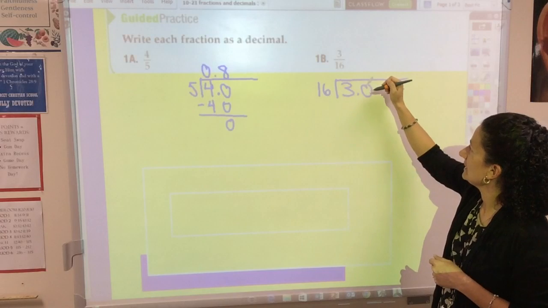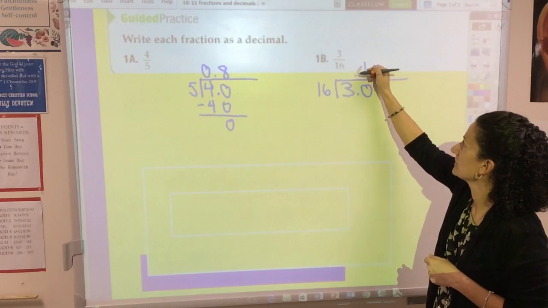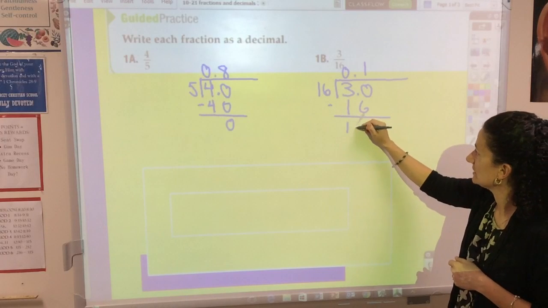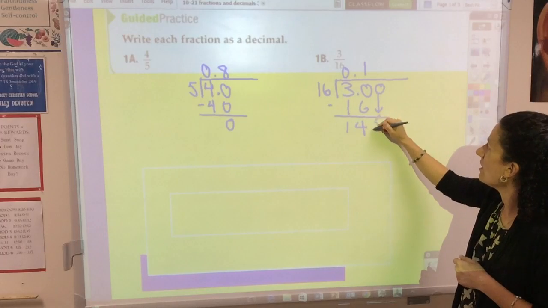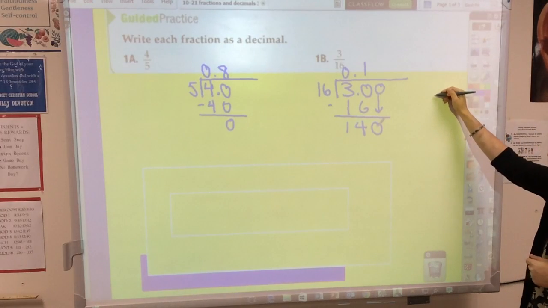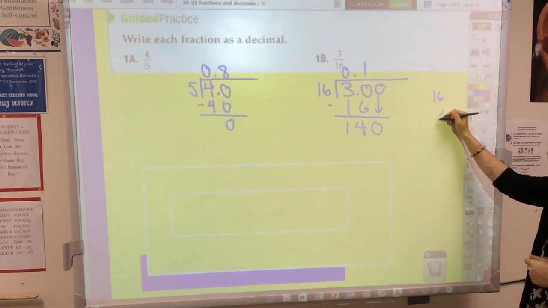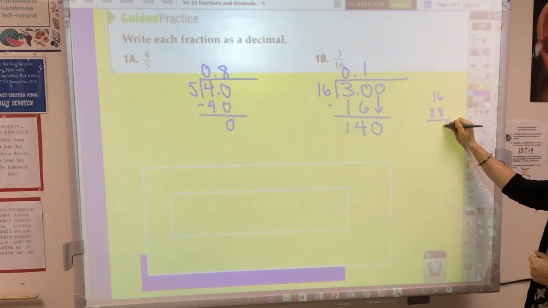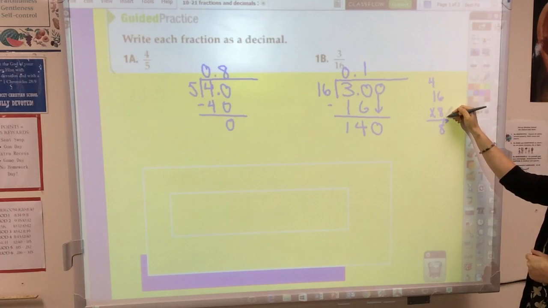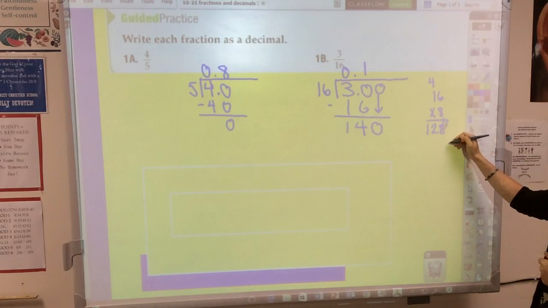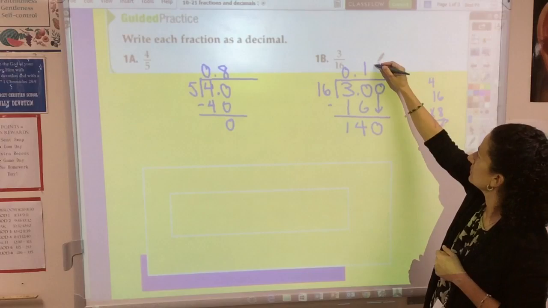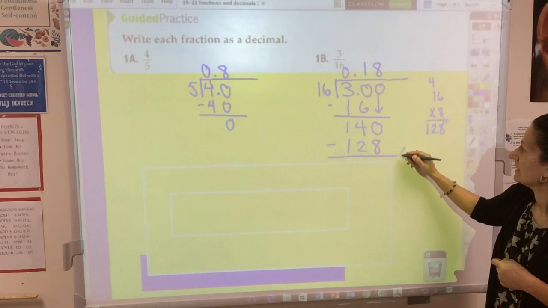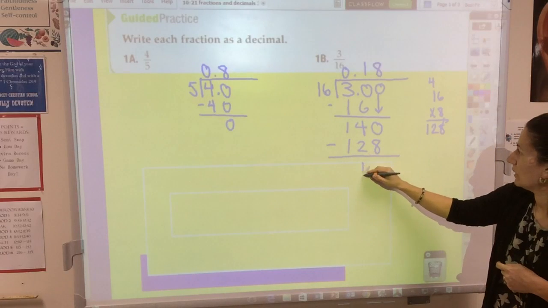All right, so 16 goes into 30 just one time. And the 0 there. When I subtract, I get 14. I bring down a 0. Let's see, 16 into 140. Let's take a guess here. Let's try 8 times. 6 times 8 is 48. 1 times 8 is 8, and 4 is 12. And looks like that was close enough. 8 times 16 is 128. And my remainder is going to be 12.